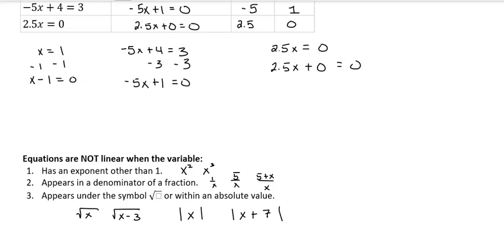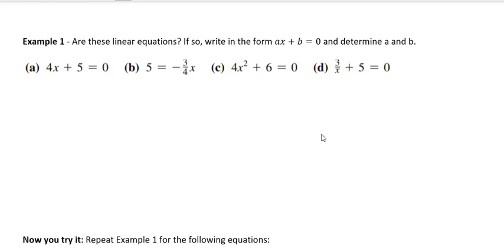So all of those things are very important to know. Make sure they're in your notes. Okay, I'm going to give you some think time on these so I don't just tell you the answer, because I think these are fairly straightforward. But the first one, 4x plus 5 equals 0. We're being asked, are they linear? And if they are, write it in the form ax plus b equals 0 and figure out what a and b are. Okay, so the first one, is this linear?